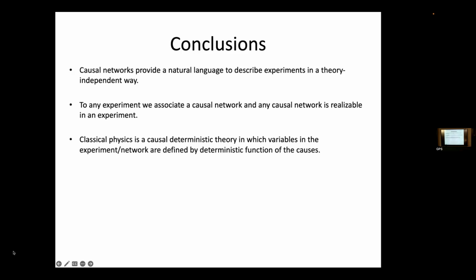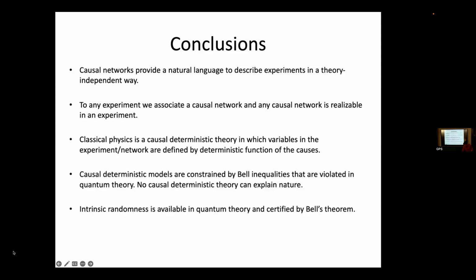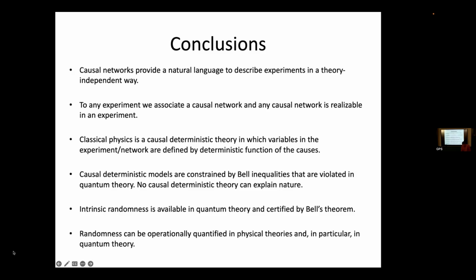Classical physics respects all these causality constraints, and outputs are produced in a deterministic way. So the outputs in the network are produced in a deterministic way from the antecedents, from the causes. And these models can be as crazy as you want, but they satisfy Bell inequalities. And Bell inequalities are violated in quantum theory, so no causal deterministic theory can explain nature. So we have to accept there is randomness. And once you accept this, you can make use of it.